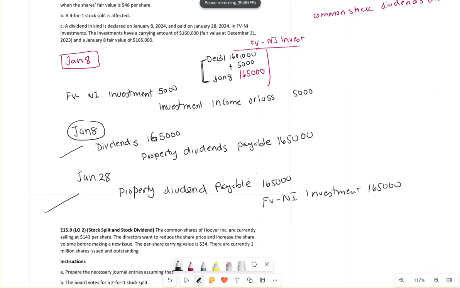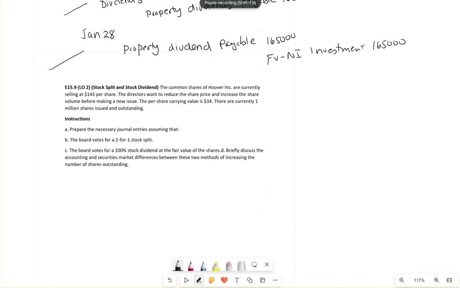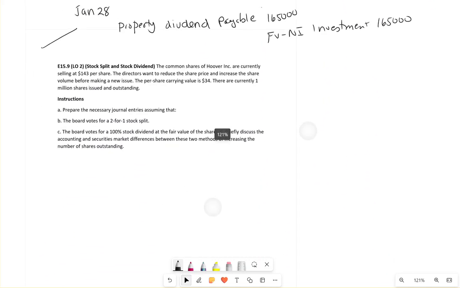Now we're going to do our next one, 59. In this case, we have a 2-for-1 split. They're saying prepare the necessary journal entry. The board votes for a 2-for-1 split. When you have 2-for-1, this will help you: it means if you own 1 share, now you own 2 shares.